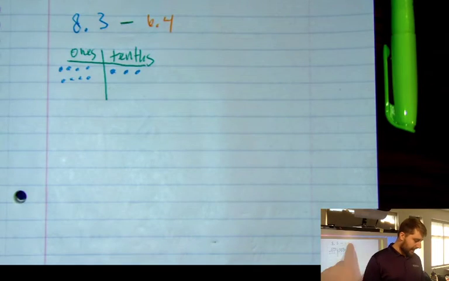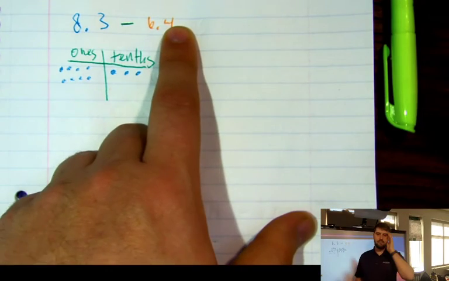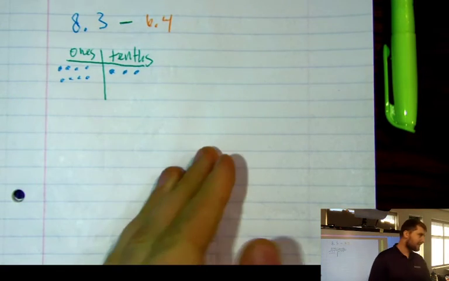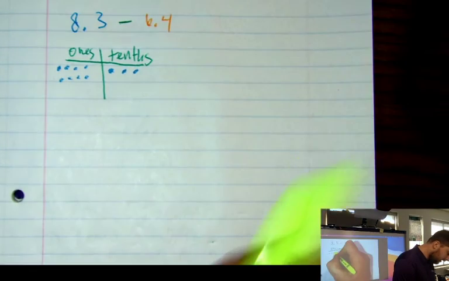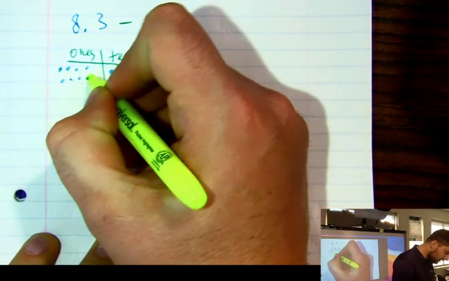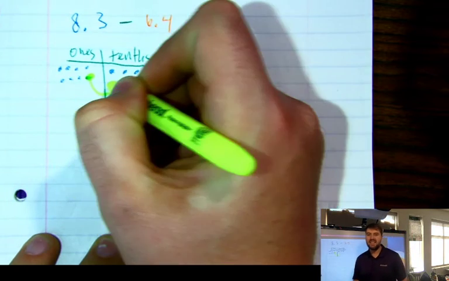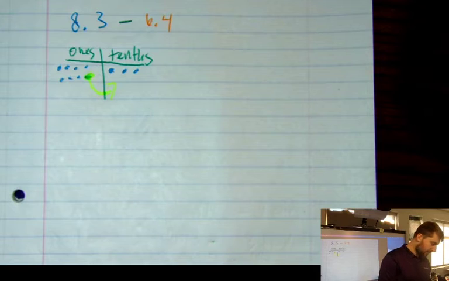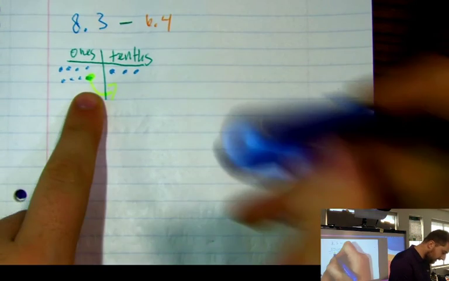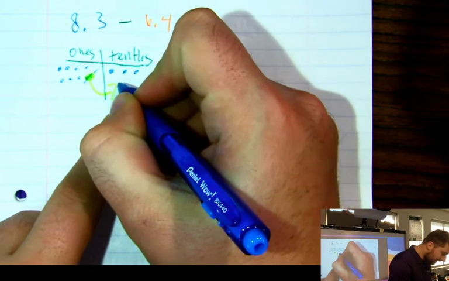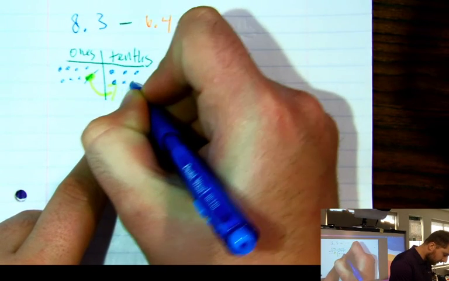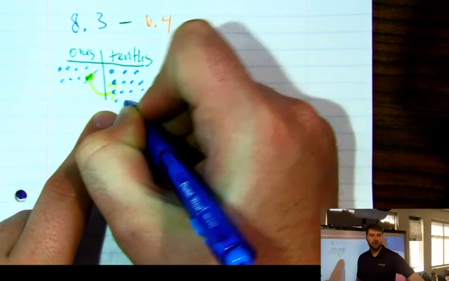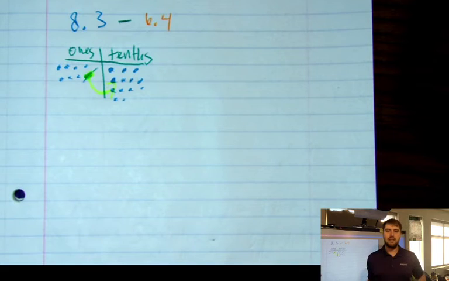Now, we need to take away 4 in the tenths place, but hold up. There's only 3 to take away. We must first regroup one little dot from the ones place, and 1 dot in the ones place can become 10 dots in the tenths place. I'm going to cross out that 1 dot in blue because we are regrouping it over here. We're going to add in 10 more dots: 5, 6, 7, 8, 9, 10. So now we have 13 dots in the tenths place.